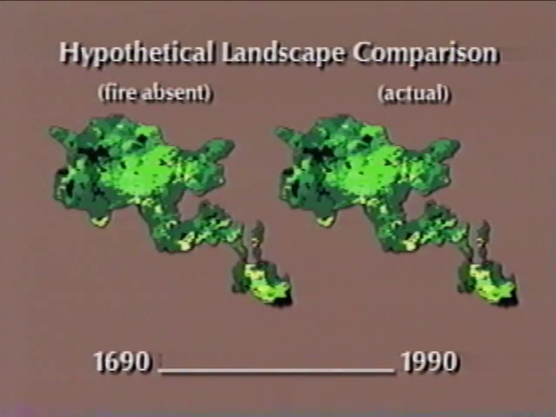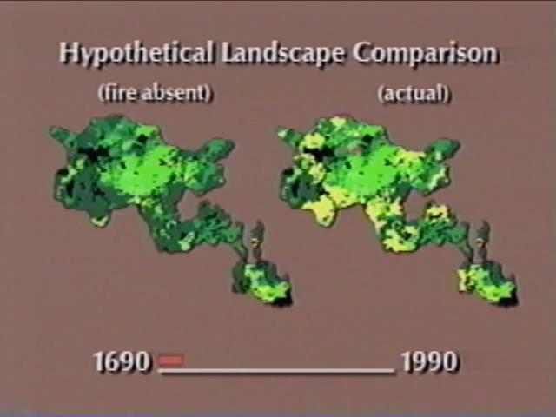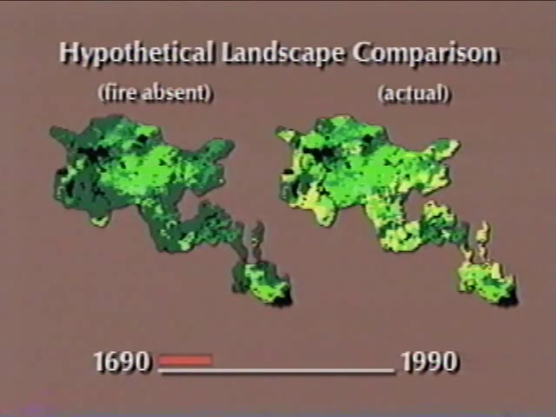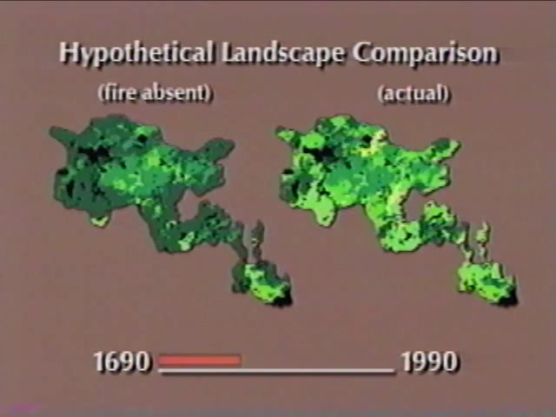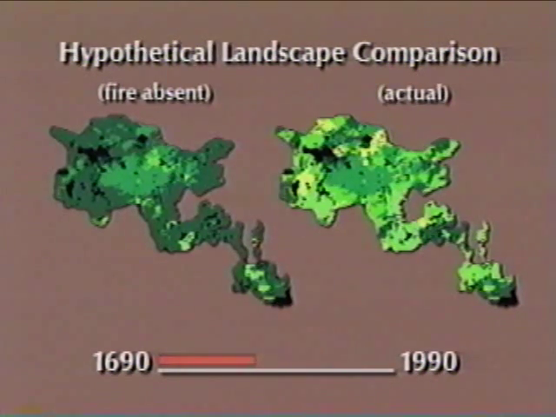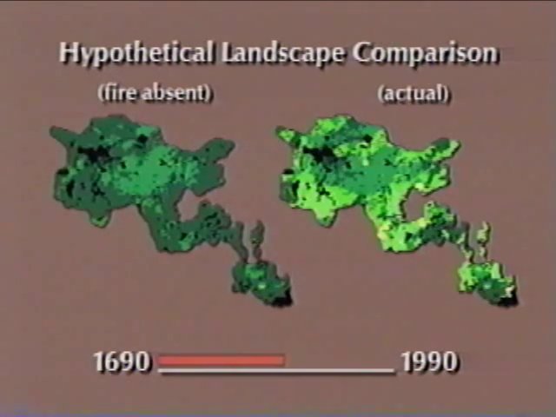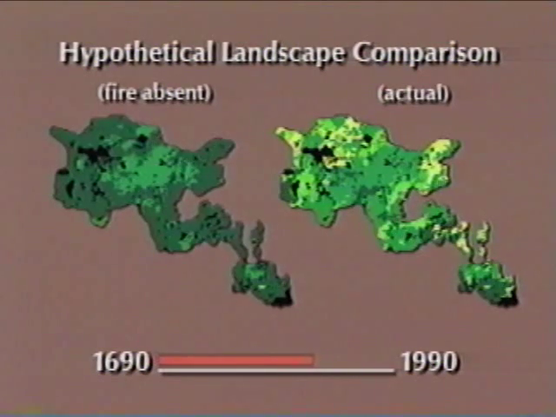The actual landscape dynamics, seen on the right, are now shown beside a fire-absent simulation. This simulation is what would have occurred had there been no fires for the past 300 years. Note the lack of landscape diversity as the forest grows older. The tall, old foliage prevents the penetration of sunlight that promotes the growth of forest floor vegetation. Theoretically, a forest in such a condition would be susceptible to a series of large fires.